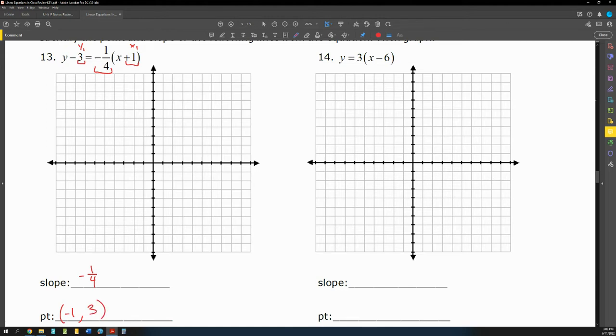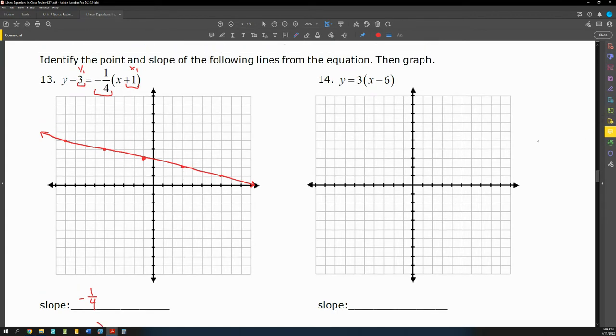From here, steps 2 and 3, we can plot our points and graph the line. Starting with (-1, 3), we have this point right here. Then using our slope, negative 1/4, I'm going to go down 1 and to the right 4 to get my additional points. You can also go from that point and go up 1 and to the left 4 to get additional points there. Connect your dots, and you've got a line. Draw those arrowheads, and there we go.